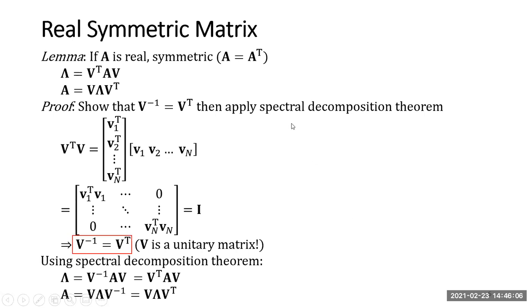Now we can apply the spectral decomposition theorem. We know that lambda equals V inverse AV. But since V inverse equals V transpose, lambda equals V transpose AV. Likewise, A equals V lambda V transpose. This V inverse here is replaced with V transpose. So this finishes the proof of the spectral decomposition theorem and its extension to real symmetric matrices. Real symmetric and non-defective matrices.